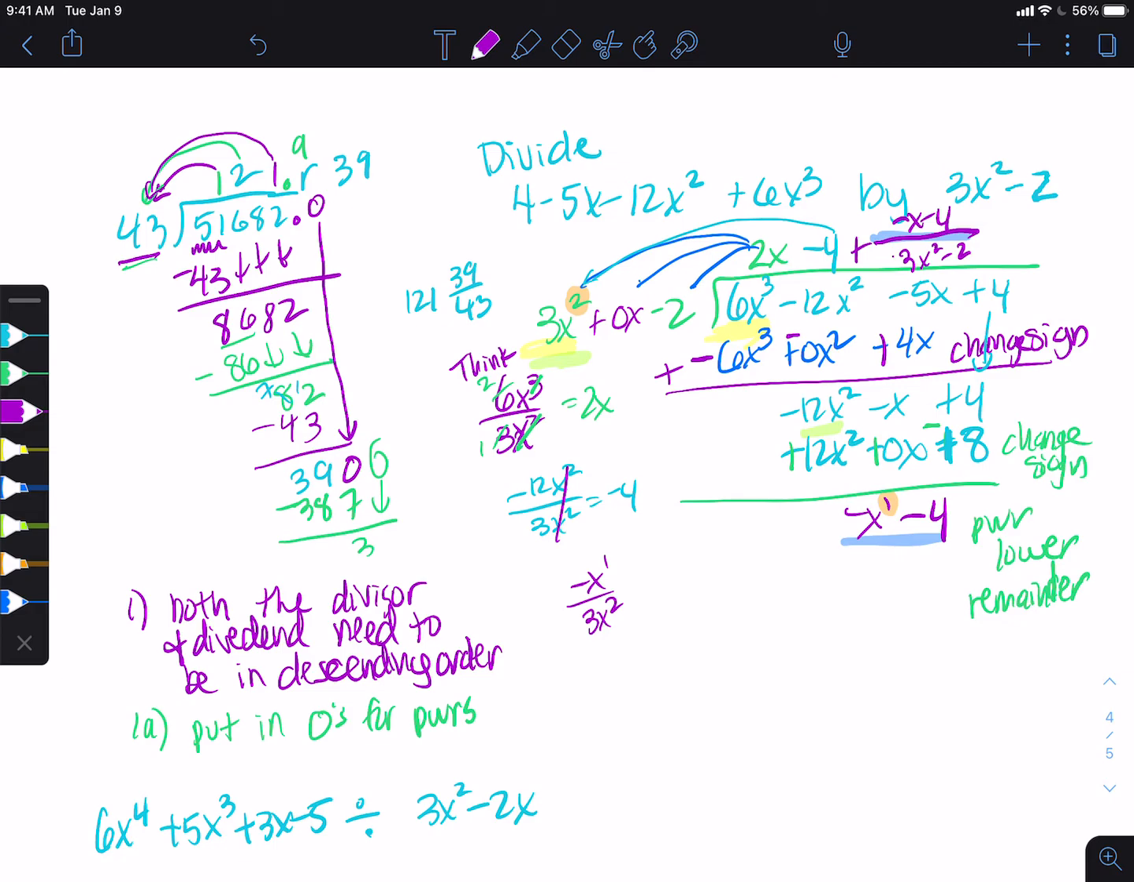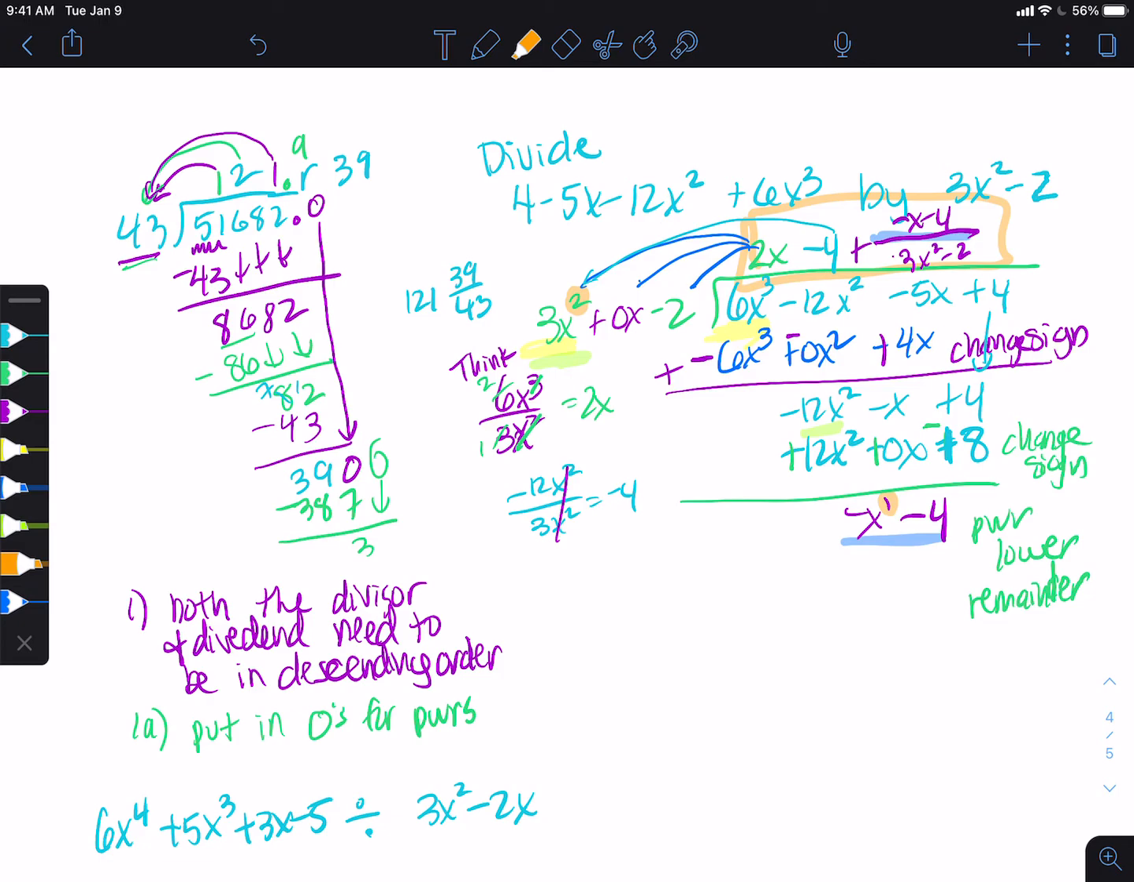So here, notice one of these x's cancels with one of those, so I would get negative 1 over 3x, right? So if your x is on the bottom, then that means you're at the remainder part. So then I don't do this part. Okay? So then this whole thing is our answer.